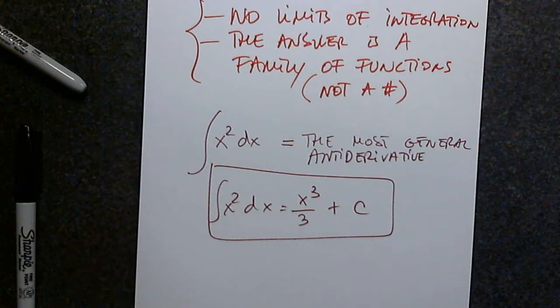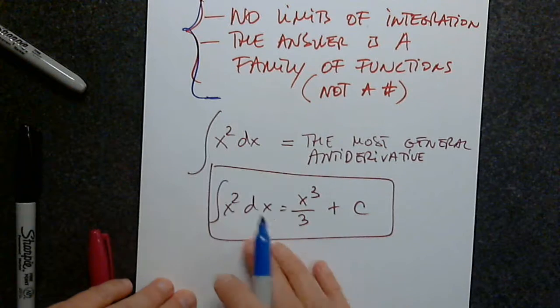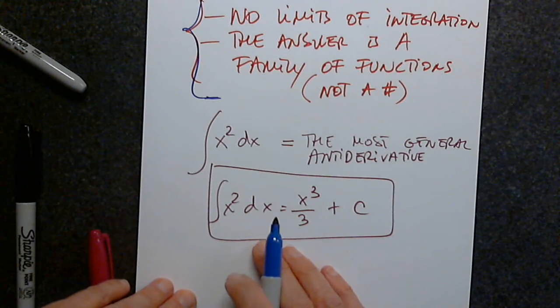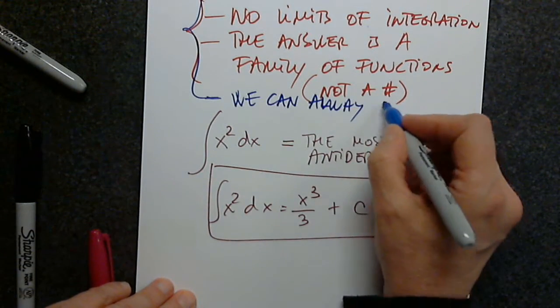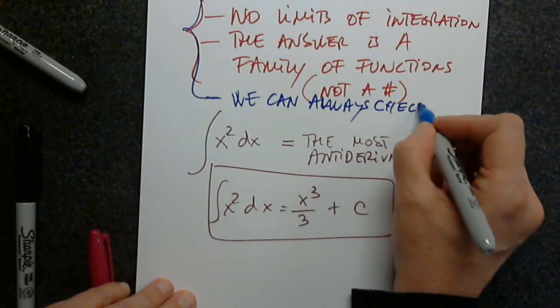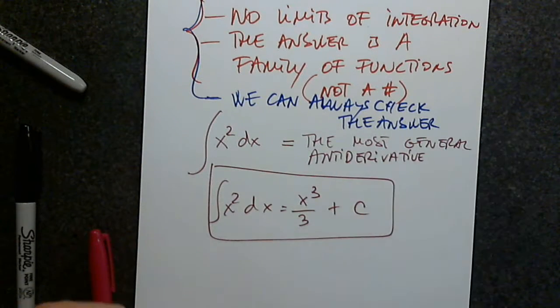So there is a family of infinitely many functions that have the same derivative. One other property that we did not encounter so far, and it's very important, the third one: we can check indefinite integrals. We can always check the answer. Always. For indefinite integrals, we can always check the answer, which we could not for definite integrals.